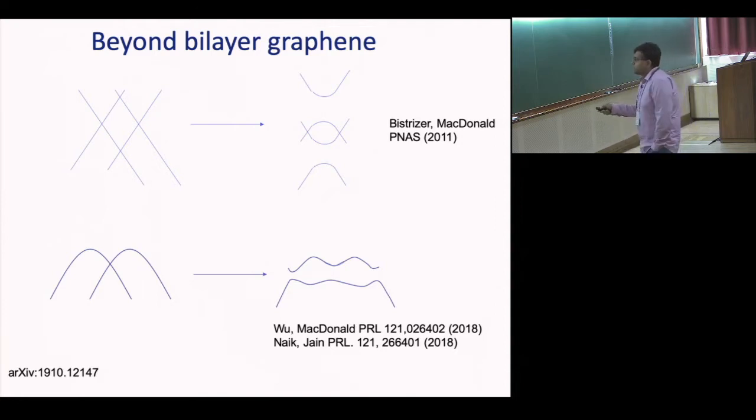So the prediction from MacDonald's group was that you take any old semiconductor, take a twisted bilayer, and you should produce somewhat flat bands in a manner that's similar to twisted bilayer graphene. And I should mention that I've enjoyed very much reading recent work from Manish Jain's group here at ISC, lots of nice work on this topic.